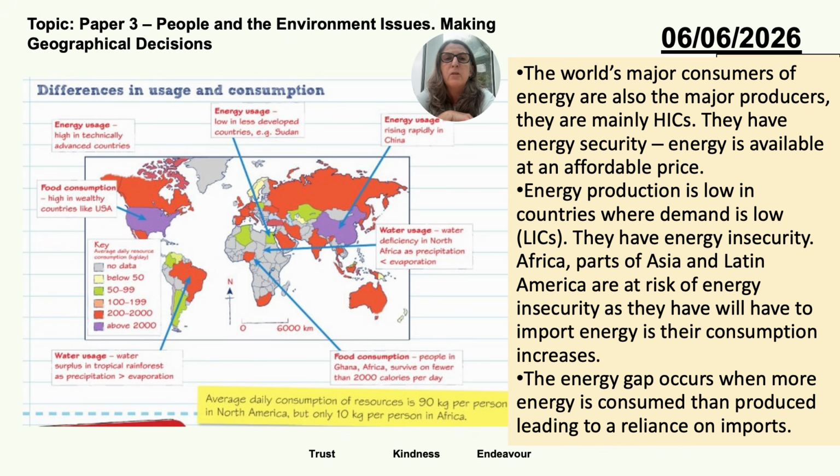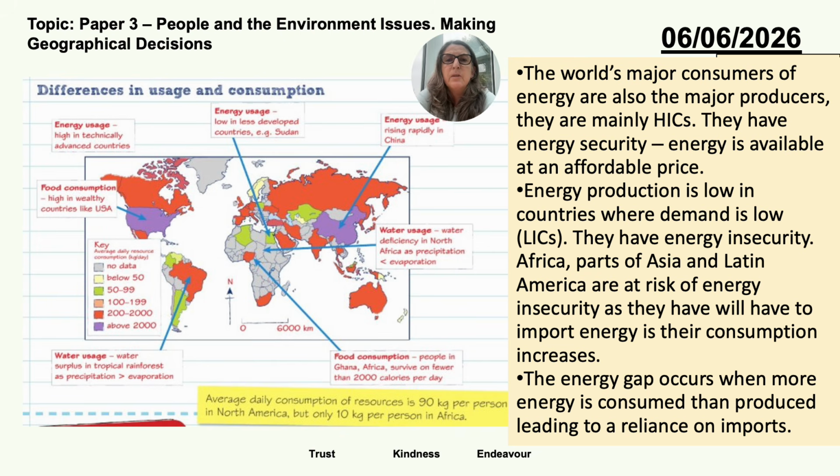So the major consumers are countries like the US, Western Europe, Russia. You can see them there in red and purple, but look at China, the amount of resources or energy that is being consumed in China, which is not surprising, bearing in mind everything is made in China.